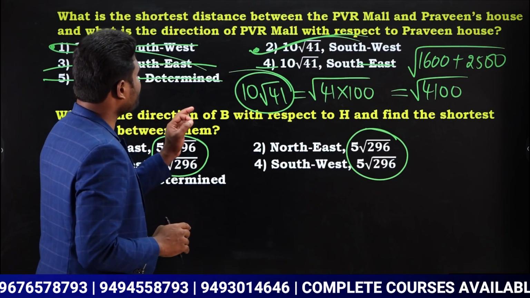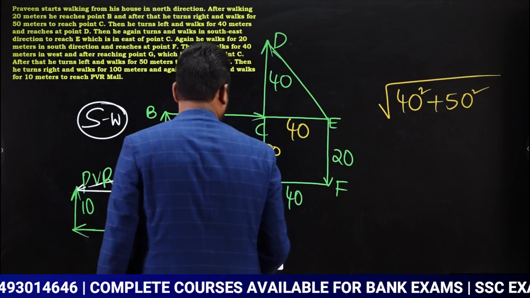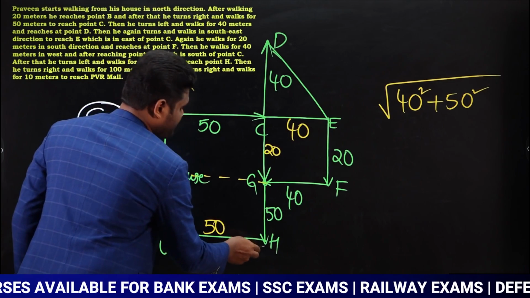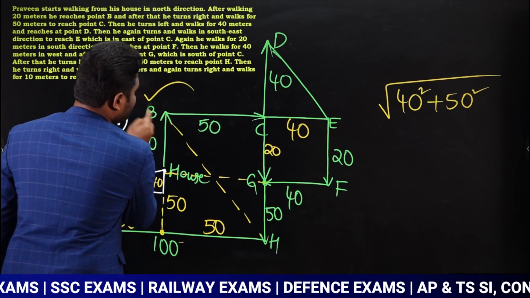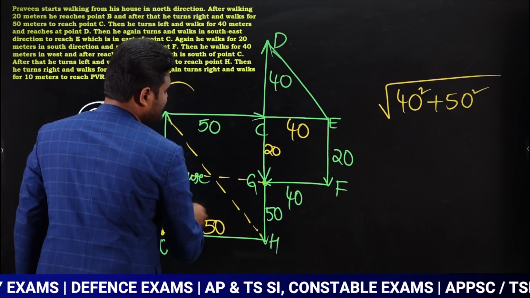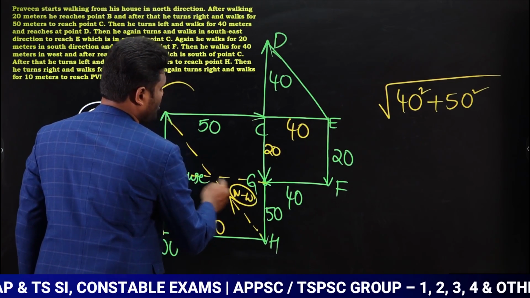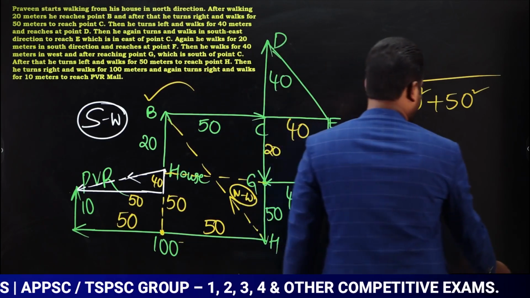What is the direction of B with respect to H? Look, direction of B with respect to H. Where is B? Look, where is B? This is B. When you look from H, B is in which direction? This is north, this is west. So this direction is nothing but northwest direction. Yes or no? Northwest direction. So the answer for this question is going to be northwest.